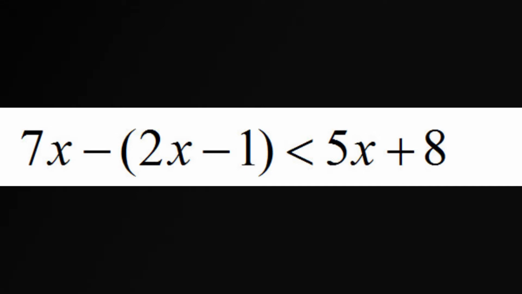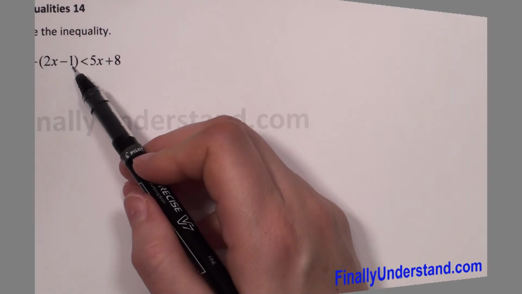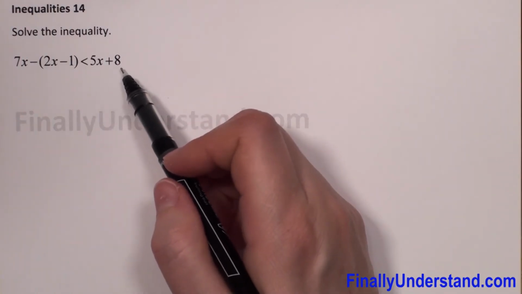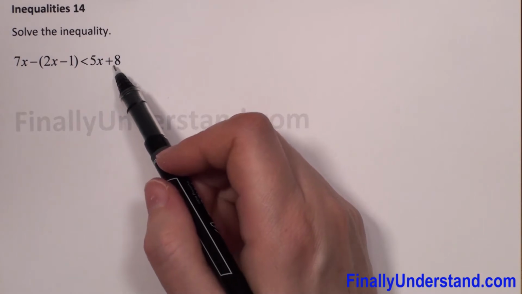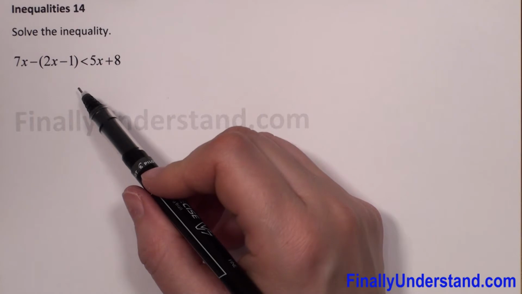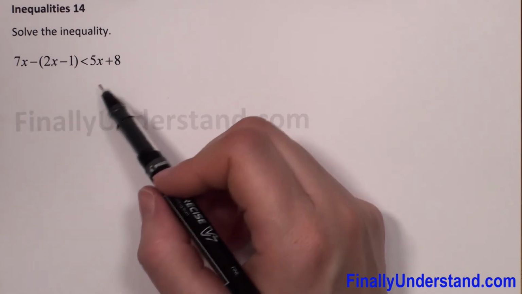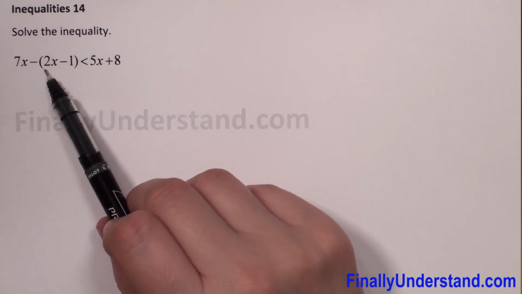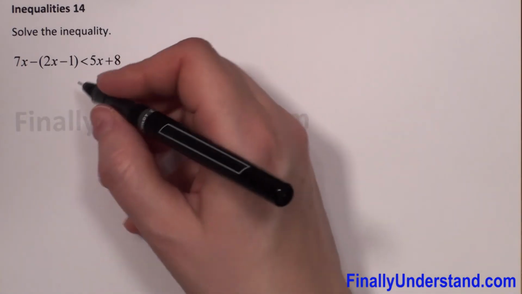We have 7x minus, in parentheses, 2x minus 1 is less than 5x plus 8. When we have to solve this inequality, it means we have to find all possible values of x for which this inequality is true. So first I have to eliminate this parenthesis. Let me copy this example.